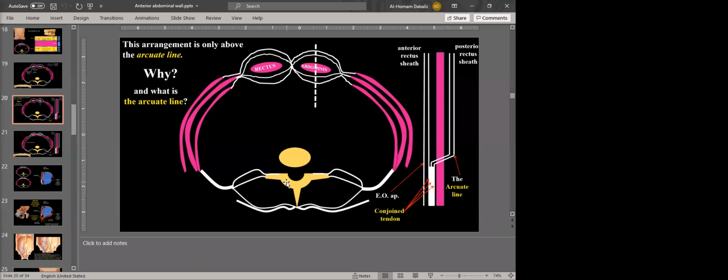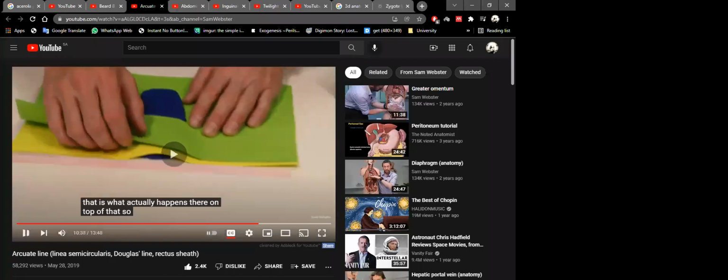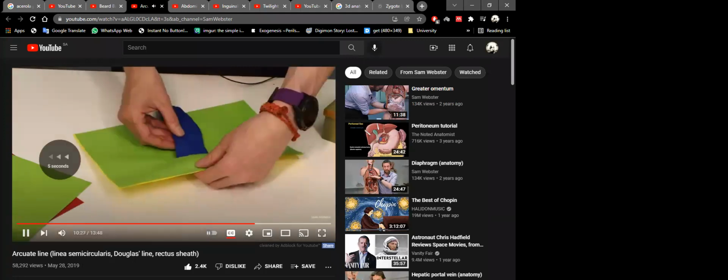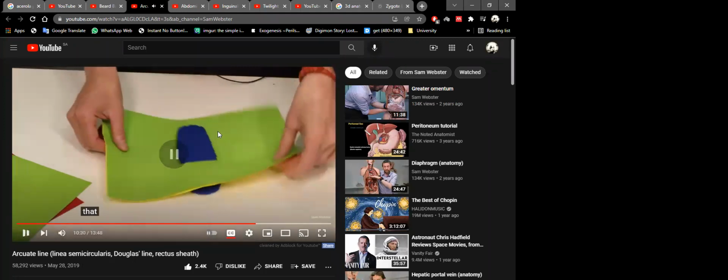I'm not going to play the video. You're here to watch me, not the video again. Okay, so just the video itself again. This is our posterior sheath. It has a hole in it, and the rectus abdominis goes through it, right?